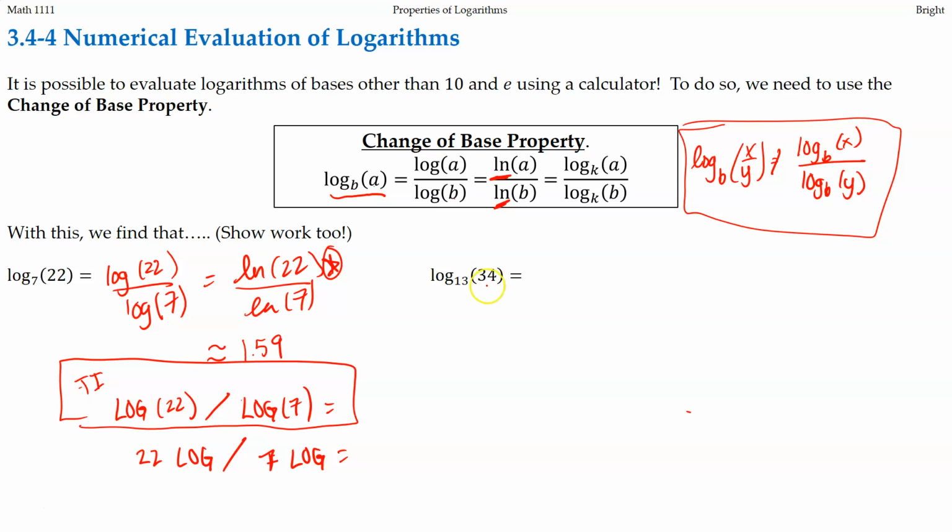Speaking of practice, tell me what this one is. I'm literally typing it in right now, and if you round to 2 decimal places, I don't want to say that this is equal to, because it's an irrational number, but I'm going to say it's approximately 1.37. The sequence that I did was natural log of 34 divided by natural log of 13. Again, on your calculator, maybe capital LN. So the change of base property is super useful when you are evaluating. If you're not evaluating, don't use this property.